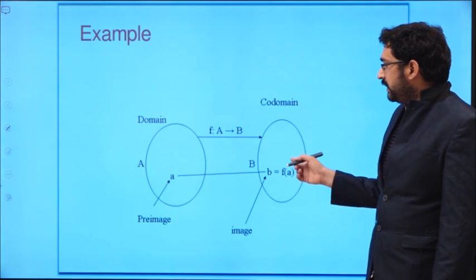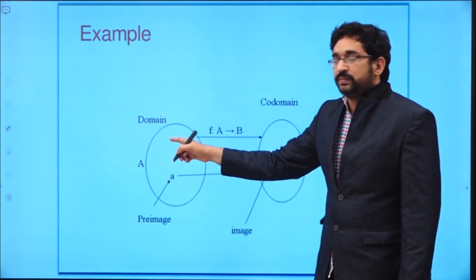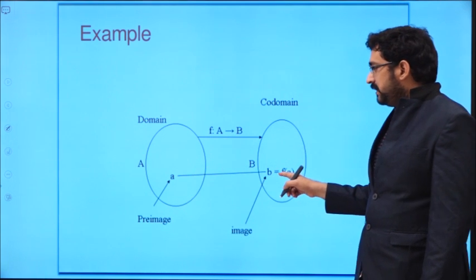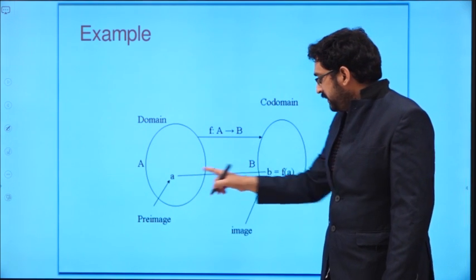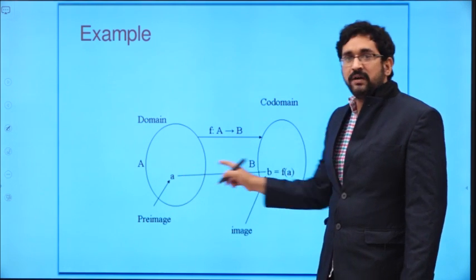Here is one example. f is a function from A to B. Here A is called the domain, B is called the codomain. Here element a is mapped to element b. This a is said to be the pre-image of this b, and this b is called the image of a.